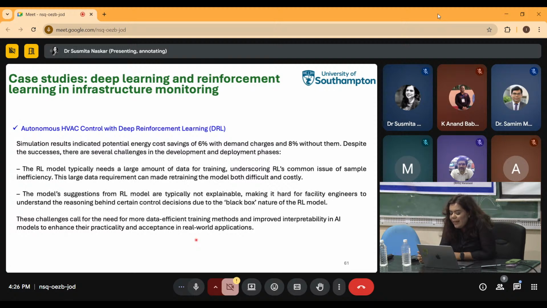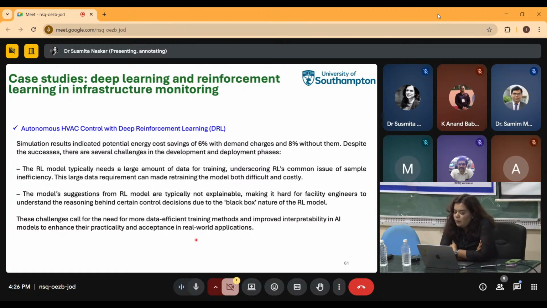Okay. The second limitation of DRL, deep reinforcement learning, is that it often acts as a black box. That means the decision making processes are not easily explainable. For facility engineers, this lack of transparency can make it hard to understand why the system suddenly recommends certain control actions, because you may not know what is happening between the layers. You give the input, you get your output, but what is happening in between, you may not be able to understand, right?